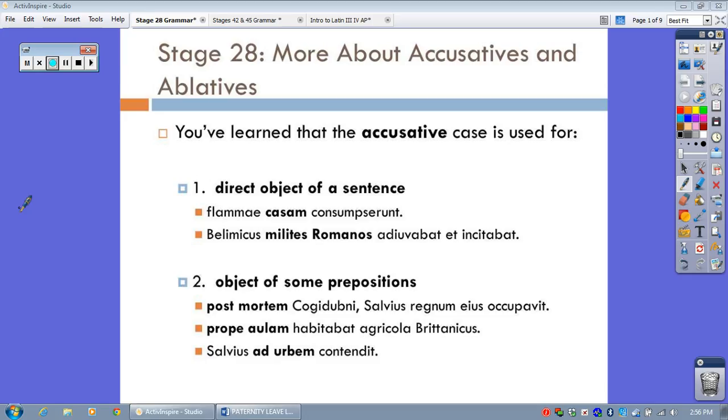So the first thing I wanted to do was just start by reminding you of the accusative case song. We're going to focus on that.